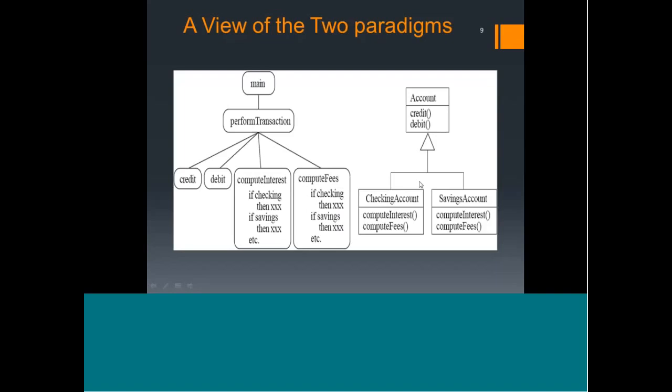Now watch what I am doing here. I am saying checking account, compute interest is one method. Compute fees is another method. Savings account, compute interest, compute fee. What is the difference here? Did you notice? Here the checking comes in the logic. The noun comes in the logic. The verb runs the logic. The verb runs the noun. Here the noun runs the verb. Did you see that first?